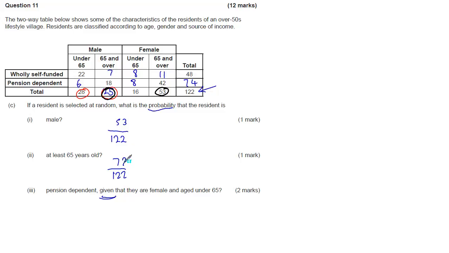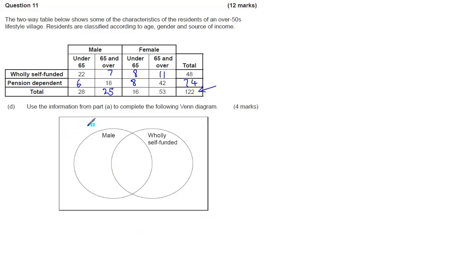So 78 over 122. But now we're given they're female, aged under 65. So that's these people here. So that's going to be the denominator. Pension dependent, how many of those were there in that category? Just 8. So it's 8/16.